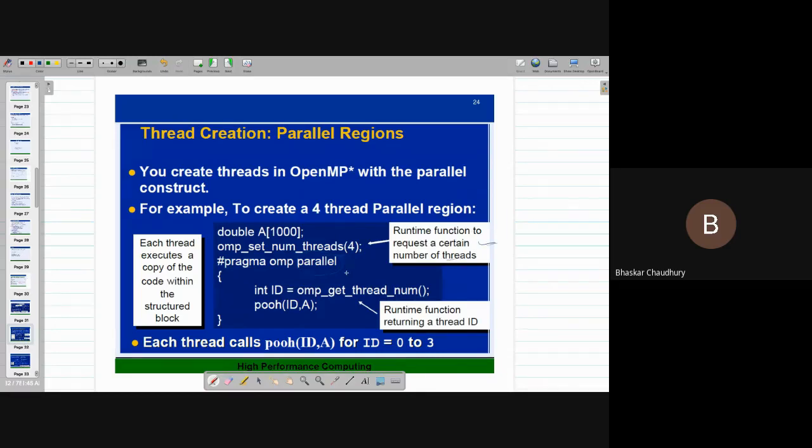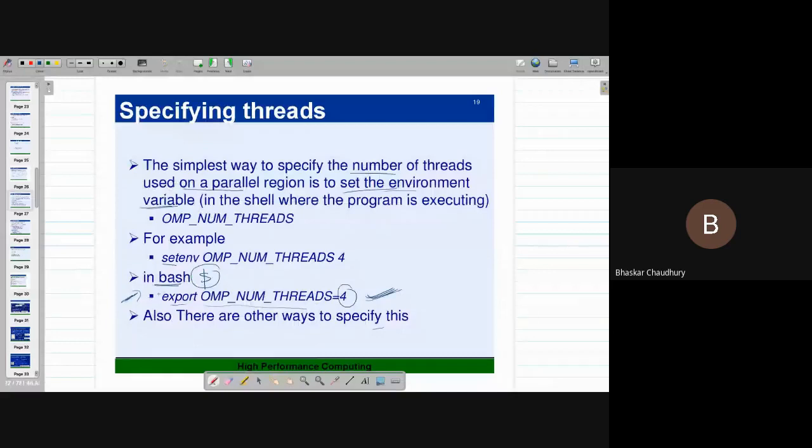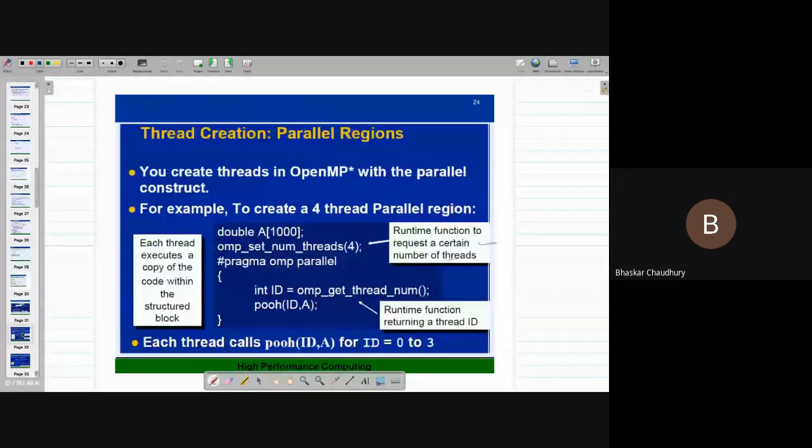So I can request it here. Suppose on the bus you do it like this. Let me show you that. This is how you can do it on the bus: export OMP_NUM_THREADS=4. Suppose you have written 8 here, but inside the code you write 4, then that will be overwritten. So you will actually be using this runtime function to request a certain number of threads.